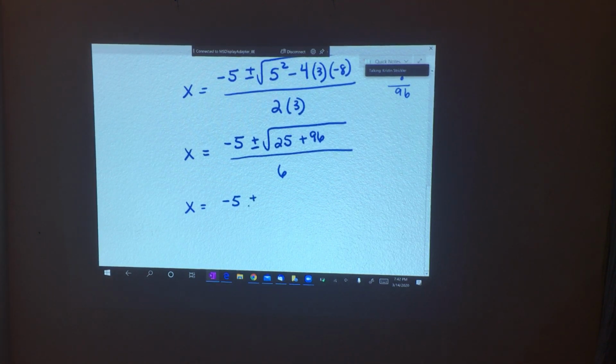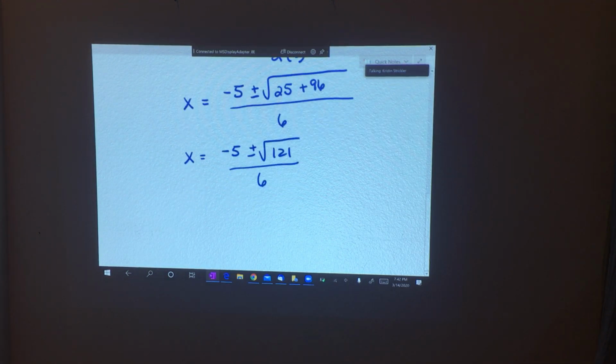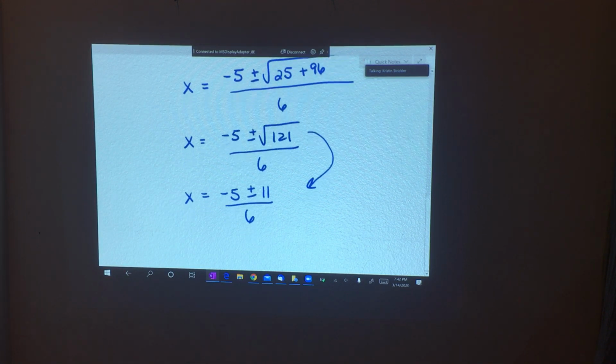So negative 5 plus or minus the square root, 25 plus 96 is 121. Oh, I can shorten that. And it just so happens 121 is 11 squared. So I'm going to take the square root of 121 and put 11 in. So do you see there's a lot of writing, but every time it gets simpler.